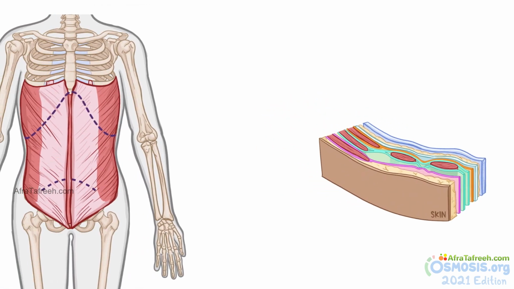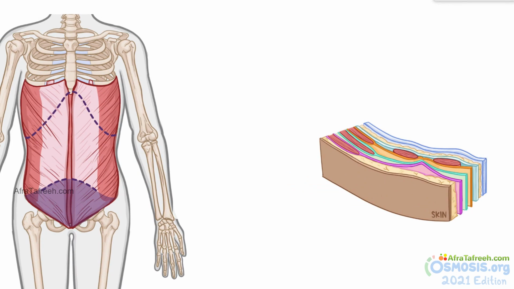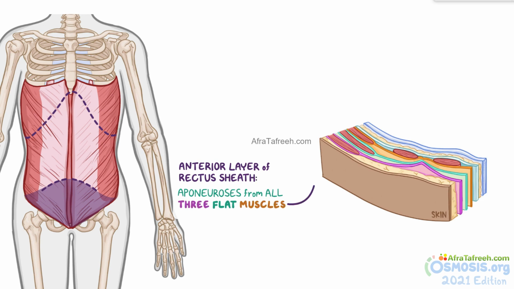Finally, the lower portion of the rectus sheath begins approximately 1/3 of the distance from the umbilicus, or belly button, to the pubic crest. Here, the anterior layer of the rectus sheath is composed of the aponeuroses from all three flat muscles, as the aponeuroses making up the posterior rectus sheath pass anterior to the rectus abdominis, leaving only the transversalis fascia posteriorly.